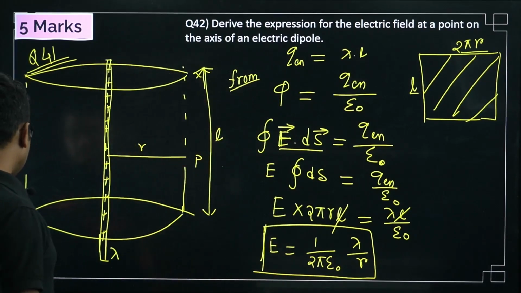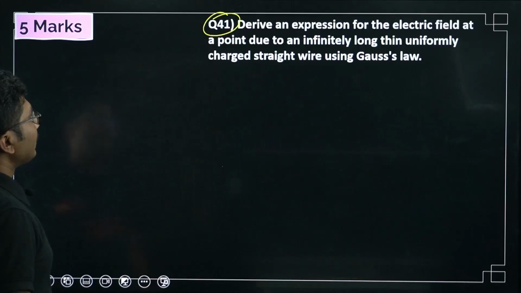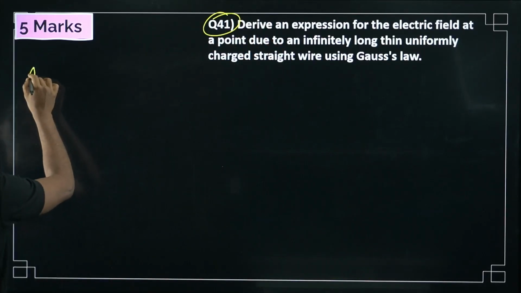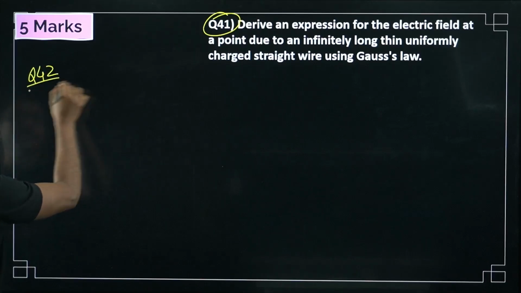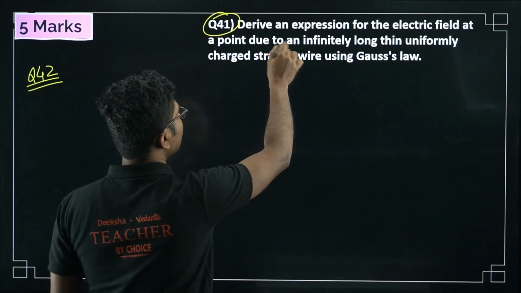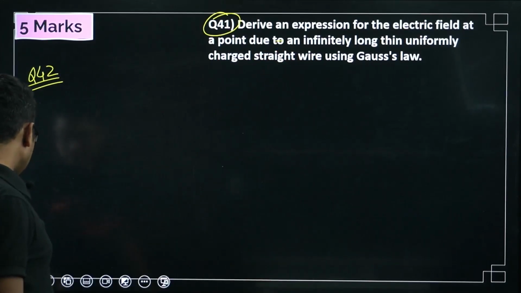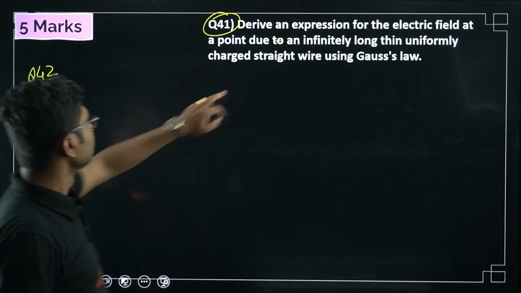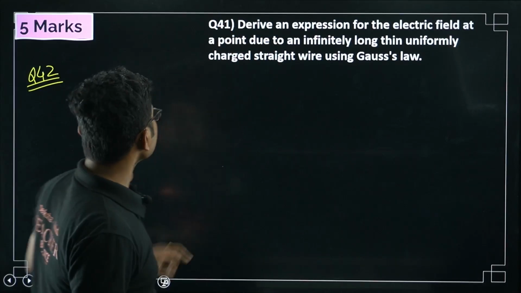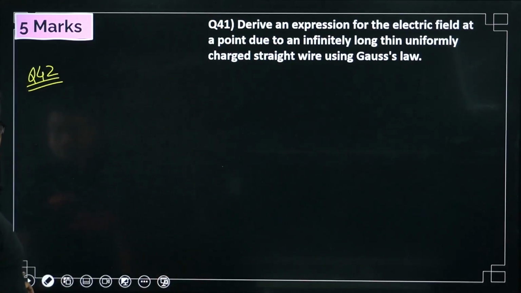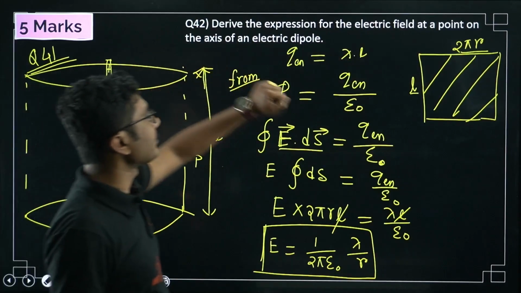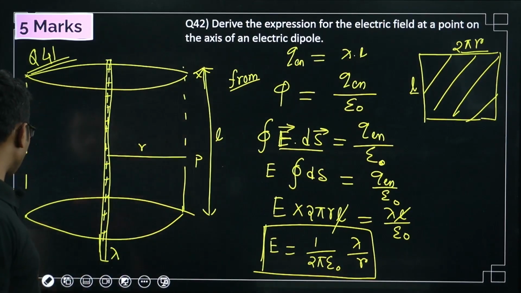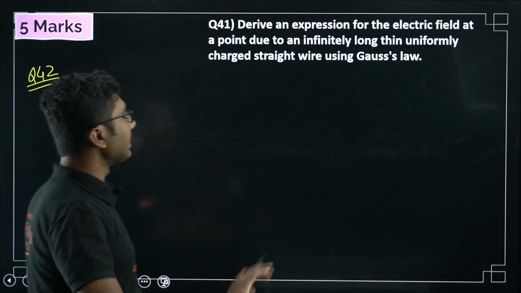Okay, now we will do the 42 here. Okay, we will solve the question number 42 over here. Okay, this is not the question obviously. Now what is the question? Question number 42: derive an expression for electric field at a point on the axis of an electric dipole.